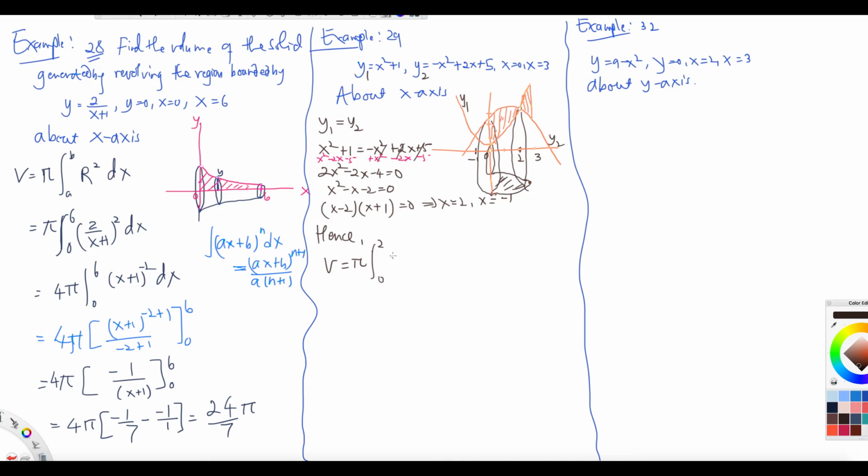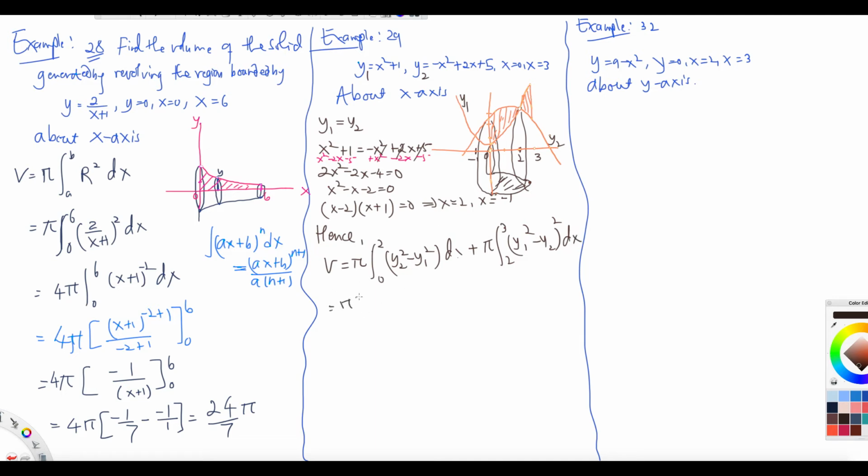So pi is already there, so you write y2 squared, because the upper one is y2 squared minus y1 squared, and then dx. And then plus, for the other part, it is again pi, from 2 to 3, and this is y1 squared minus y2 squared, and then dx.